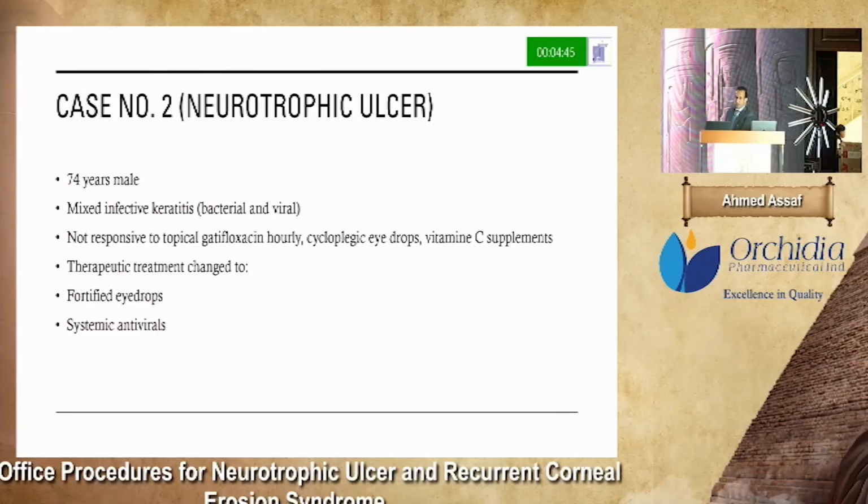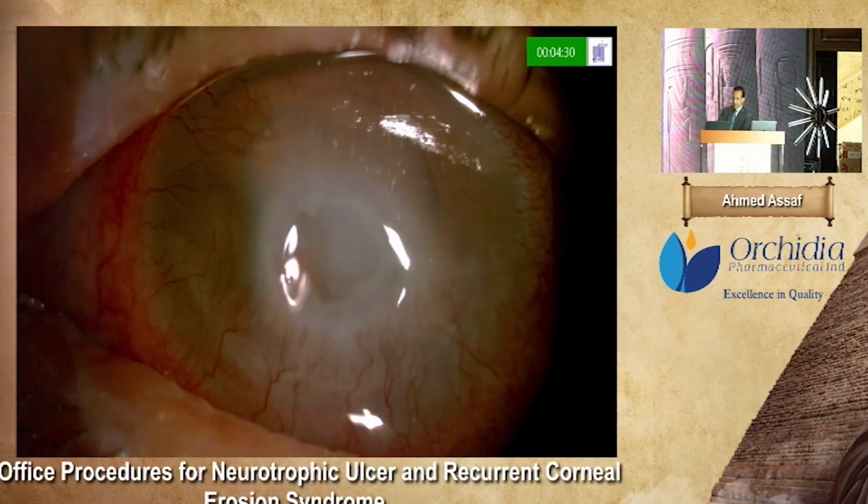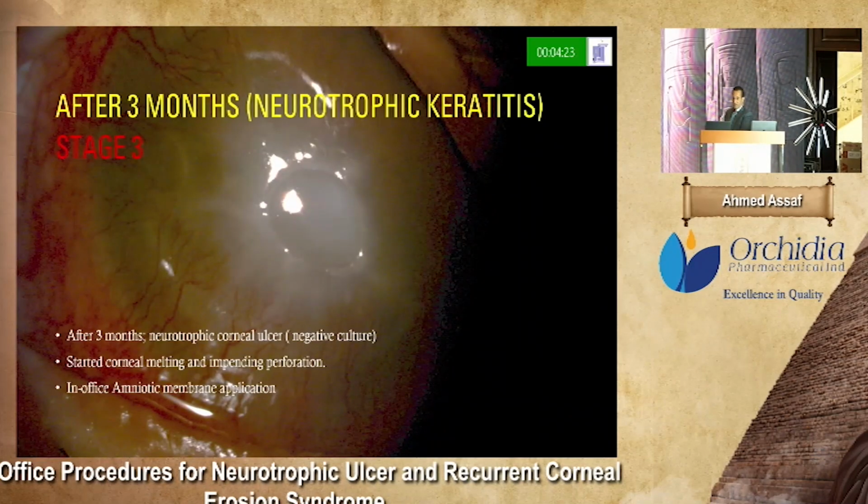So case number 2, it's a case of neurotrophic corneal ulcer, a 74-year-old male with mixed infective keratitis, bacterial and viral, not responsive to topical gatifloxacin, hourly lubricating eye drops, and vitamin C supplements. The therapeutic treatment was changed to fortified eye drops and systemic antivirals. And as you can see, this is the ulcer, and after 3 months, neurotrophic keratitis developed with negative culture.